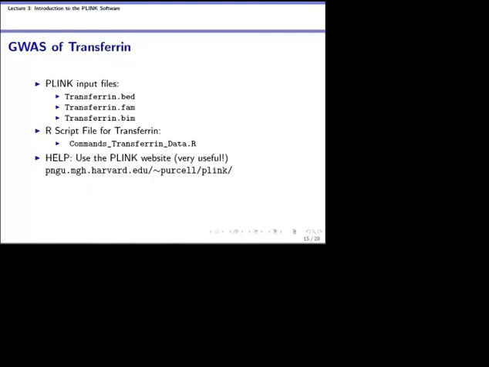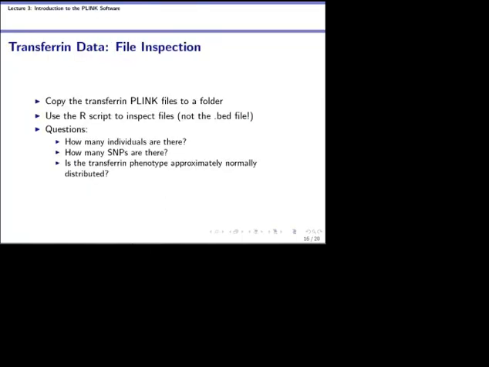So these are our input files: transferrin.bed, .fam, .bim. There's an R script that I provided, and also some PLINK commands. Also use the PLINK website as well for your questions. So let's think of some of the things that we could do. We can answer, okay, and we're actually going to be using PLINK and R to analyze this data.